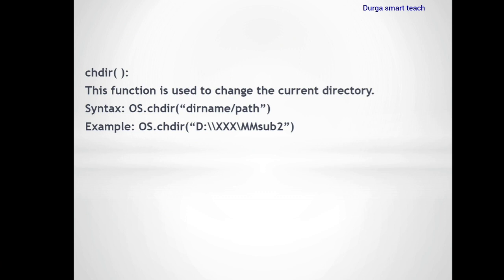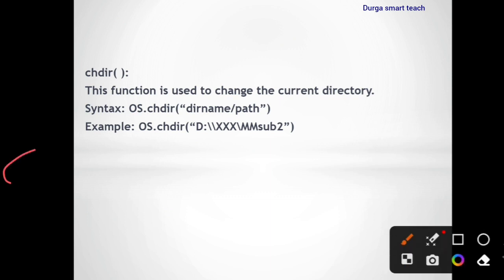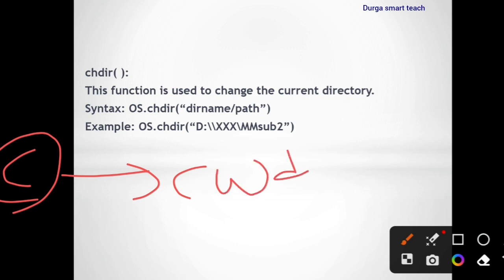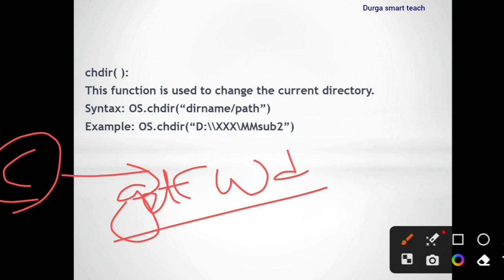Okay, so the next one is chdir. If you want to change the current working directory, first suppose you are working in the C directory. You can get the current working directory by using the getcwd function, get current working directory. Suppose the result is C, but I want to work in the D directory. In this case you can change the current working directory, so os.chdir, change directory.